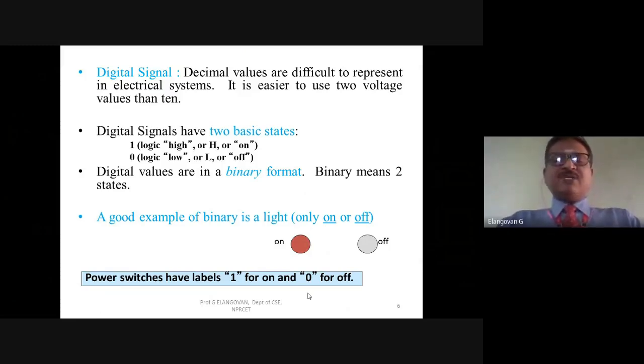Say you see the conventional switch, where everywhere you will see on and off. You can see on the switch I and O will be there. So you can read it as a 1 or 0 also. The I stands for on, O stands for off. So that's what the digital representation will be.